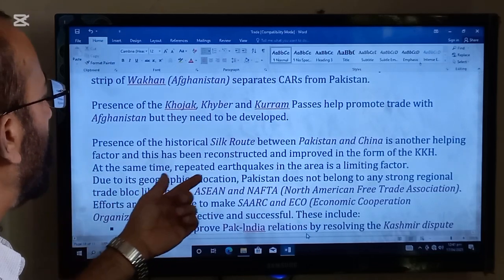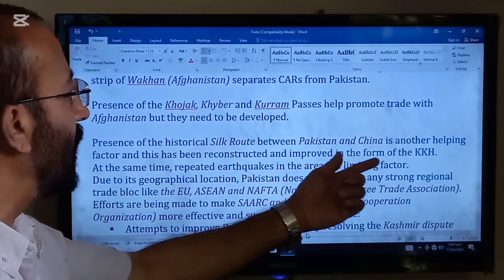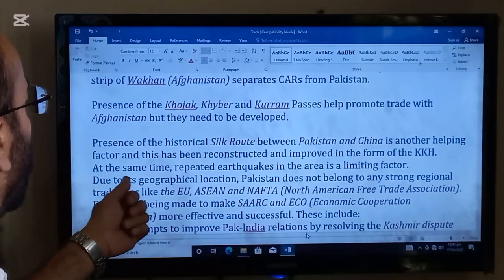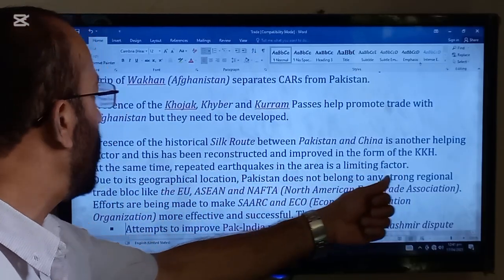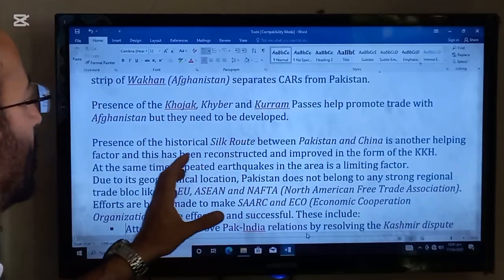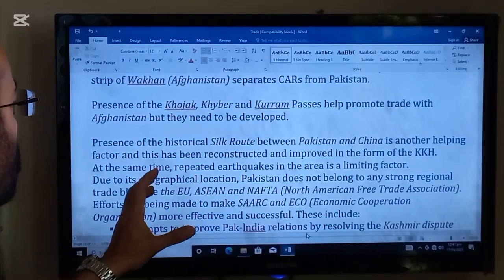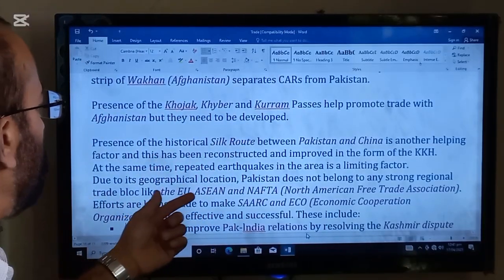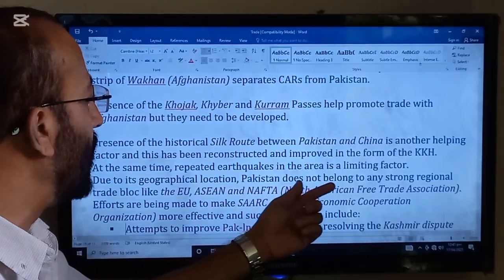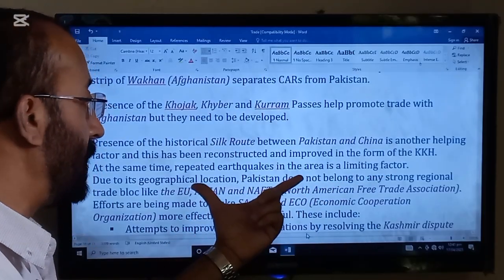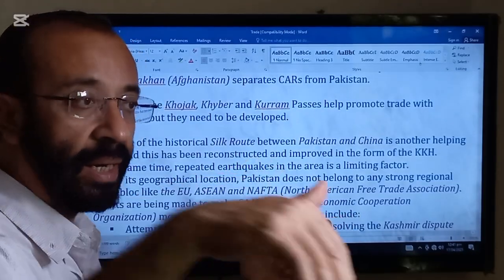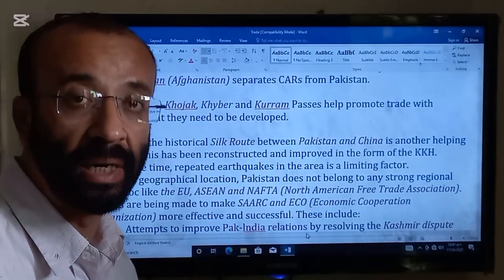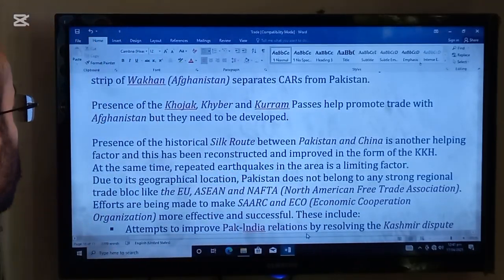Presence of the historical Silk Route between Pakistan and China is another helping factor, and this has been reconstructed and improved in the form of the KKH. So this is a helping point. That's why we are having good trade with China. At the same time, repeated earthquakes in the area is a limiting factor. So this is the negative factor, because Pakistan is situated on the fault line. So that's why we are having many earthquakes in our country frequently.